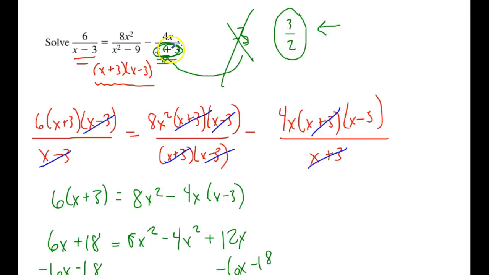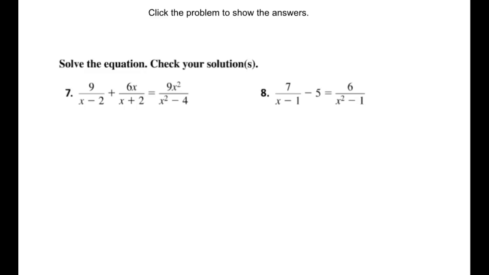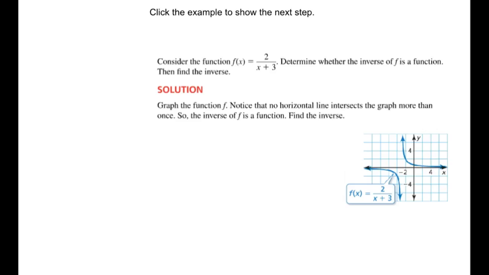And I know that because if I plug this in for x down in the denominators, it does not give me a 0 in any place. So I know that it works for sure. So here's a couple more that I want you to try and see how you do.